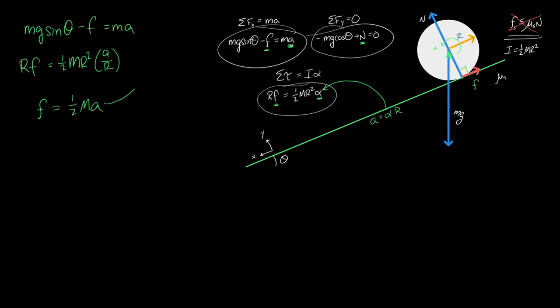I see substitution as our next step. So, right there. So mg sine theta minus 1/2 ma equals ma.